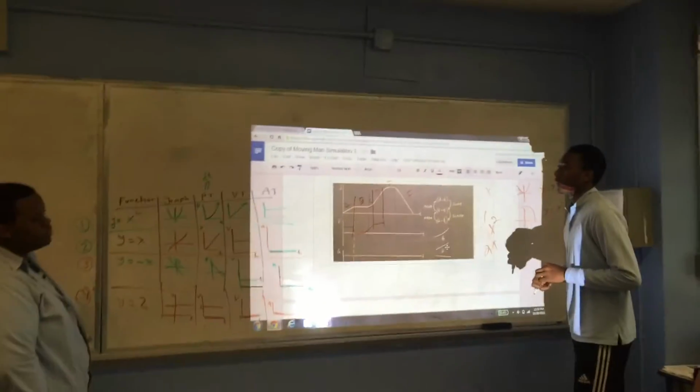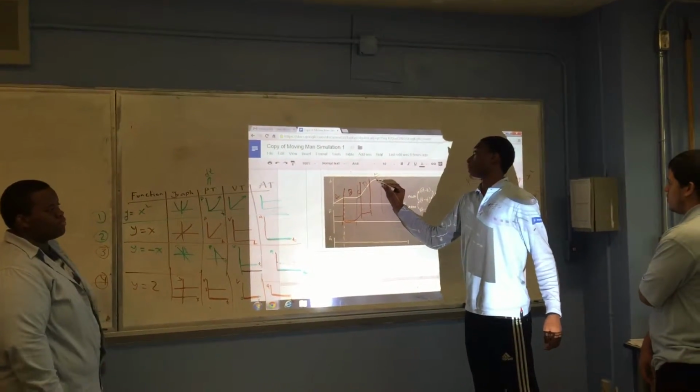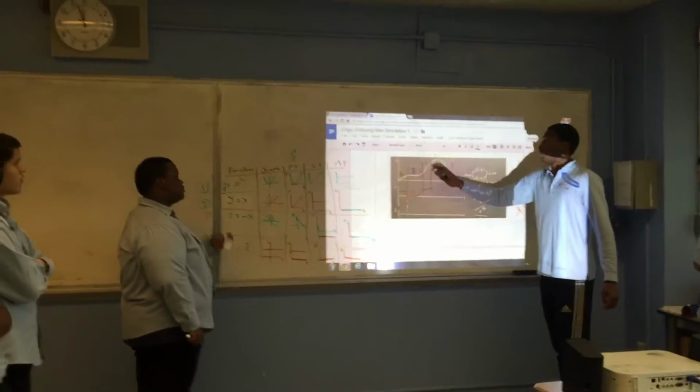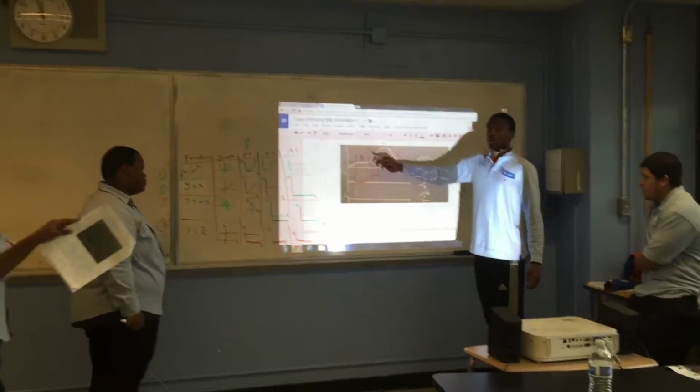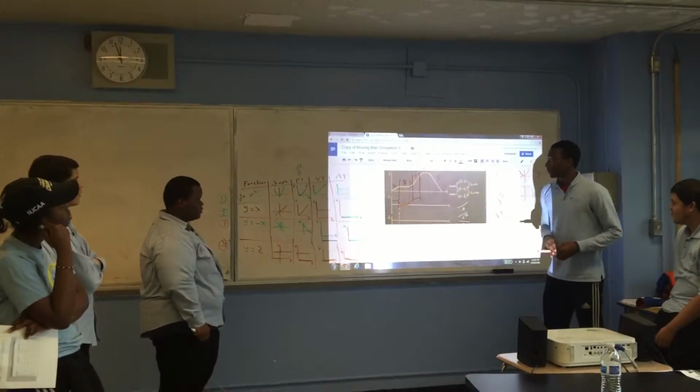Okay. Now this is the tricky part. E is a negative parabola. It's a parabola pointing down now. So now everything got crazy. Before it was positive, now it's upside down and it's negative.